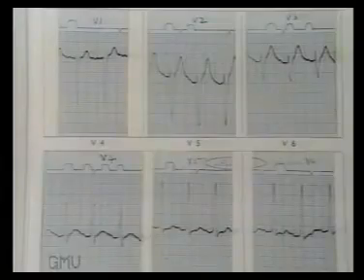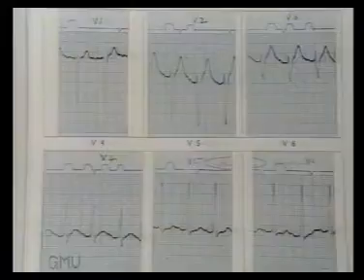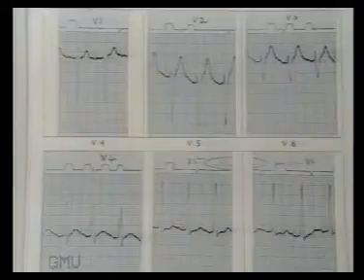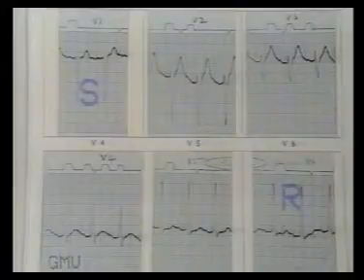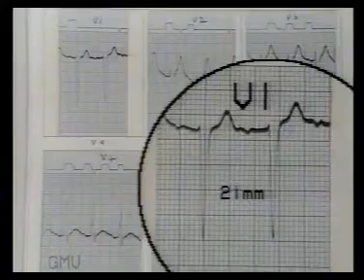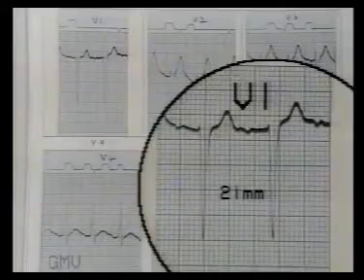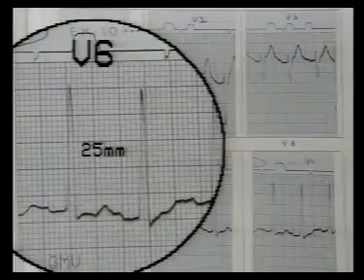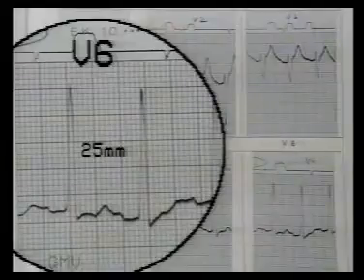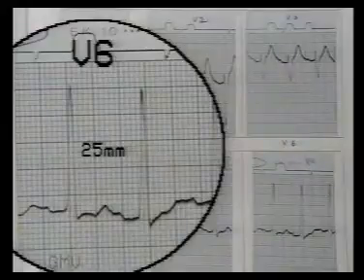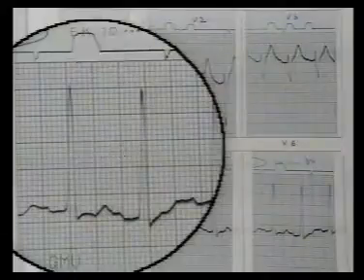This is another ECG where gross inspection of the chest leads immediately reveals that the amplitudes of QRS complexes are very high, but there is normal progression from negative deflection in V1 to positive deflection in V6. Now measure the amplitudes. SV1 is 21 millimeters. RV6 is 25 millimeters. So SV1 plus RV6 is 46 millimeters, which is more than 35 millimeters. So left ventricular hypertrophy is present.